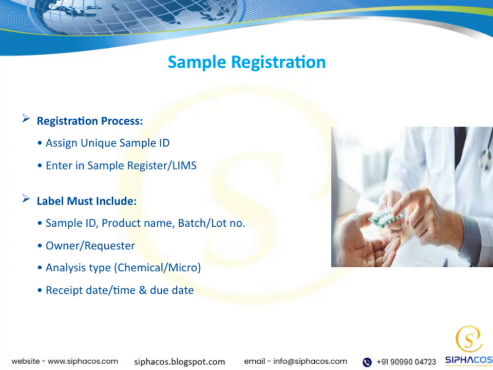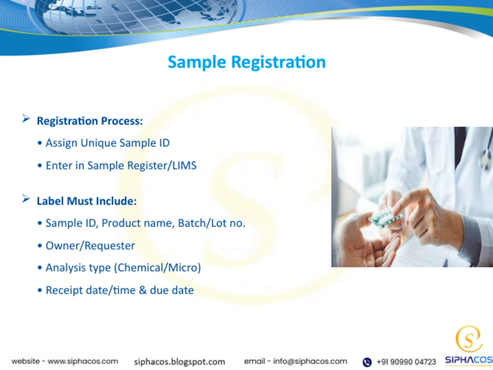Now, let's talk about the sample registration process. First, it's essential to assign a unique sample ID to each sample. This helps us easily track and differentiate samples throughout the entire process. Once we've assigned the ID, the next step is to enter the sample details into our sample register or laboratory information management system, often called LIMS. This ensures all information is stored securely and is accessible for future reference.